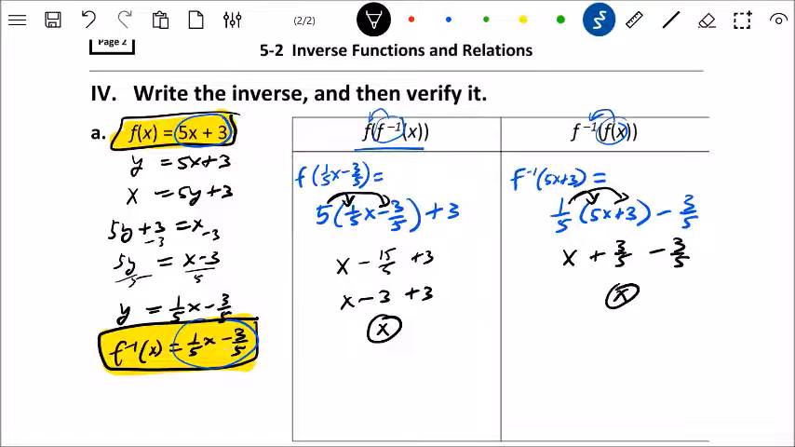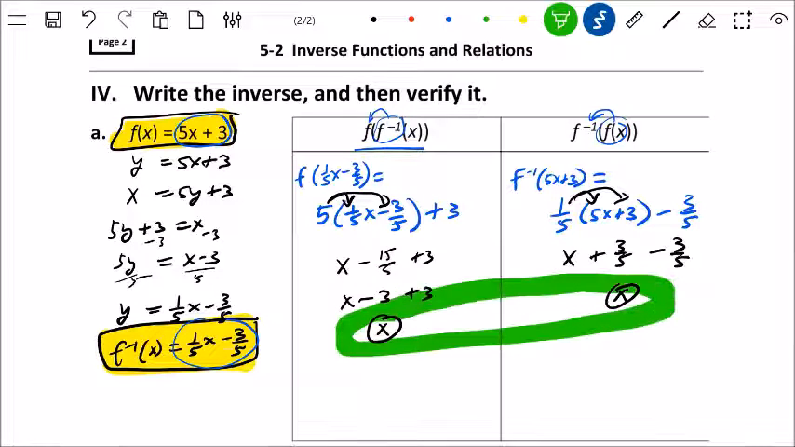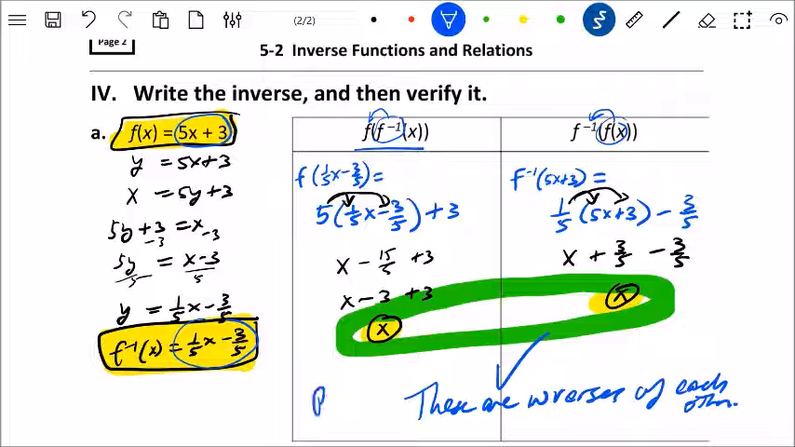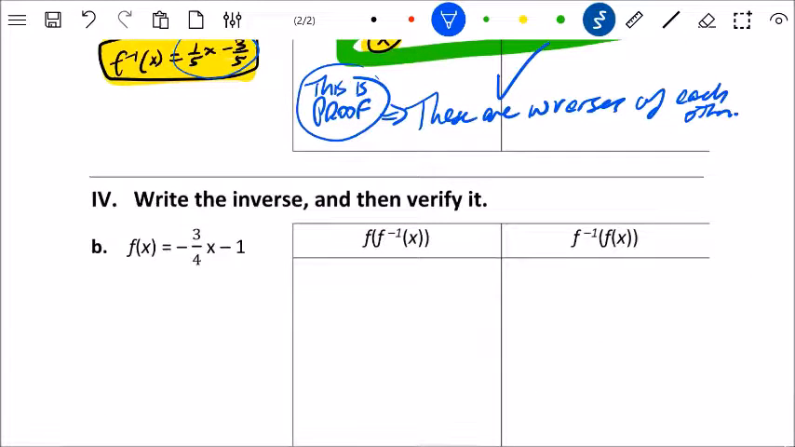We get x. If you get it where they're both x's, both of them eventually at the same time, that proves, that's like proof, these are inverses of each other. This is proof. Okay, so that's what you need to be able to do to prove it. Okay, let's do it again.